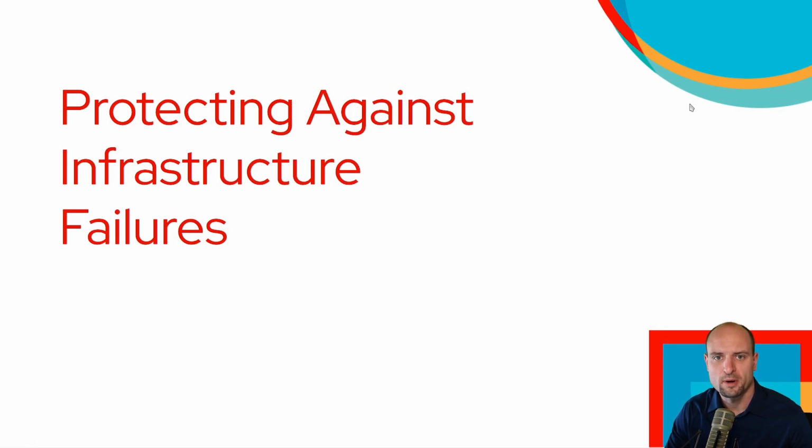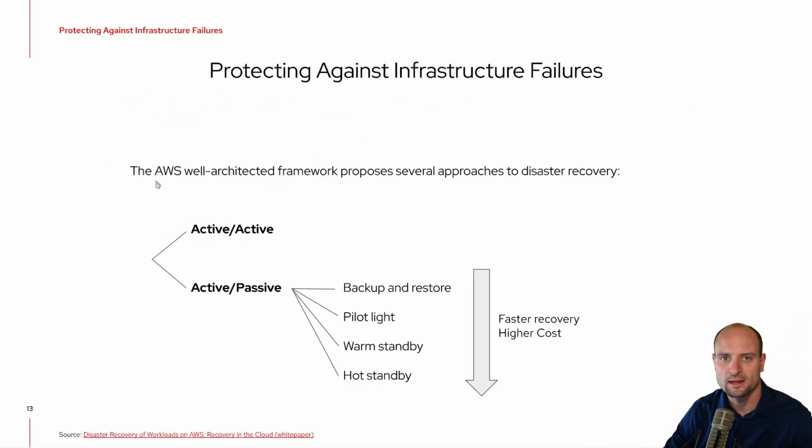So let's now focus on approaches of using redundant infrastructure to protect our applications against infrastructure failures. The AWS well-architected framework proposes several approaches. They can be divided into two groups based on the traffic routing. In the active-active approach, the application traffic is routed to both regions at the same time, so both regions are actively serving the application traffic. On the other hand, in the active-passive approaches, the application traffic is only routed to a single region and served from there, while the other region is just a passive region which is receiving no traffic.